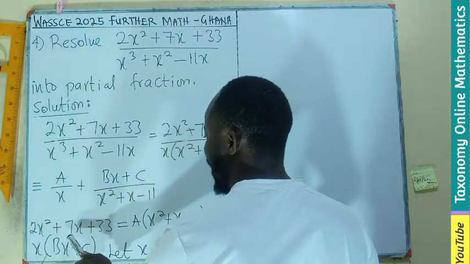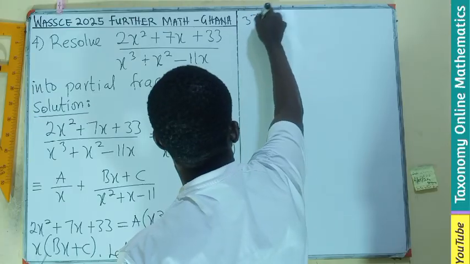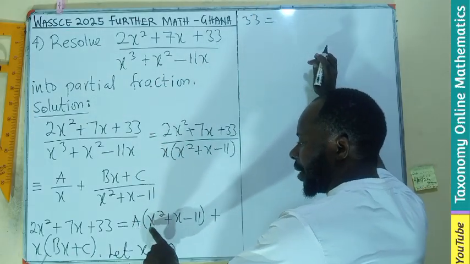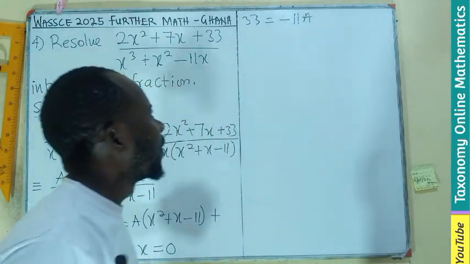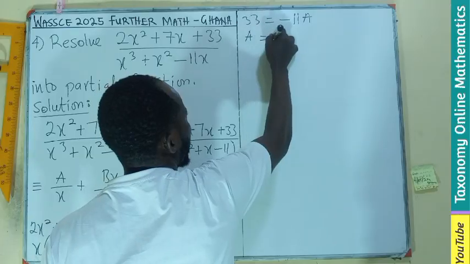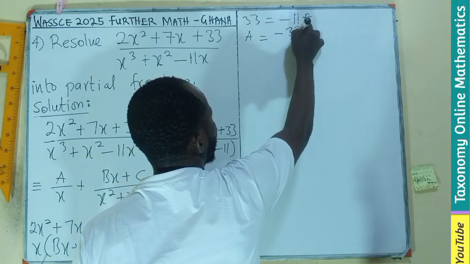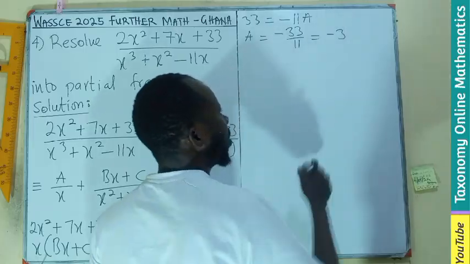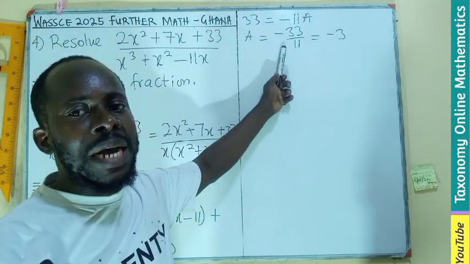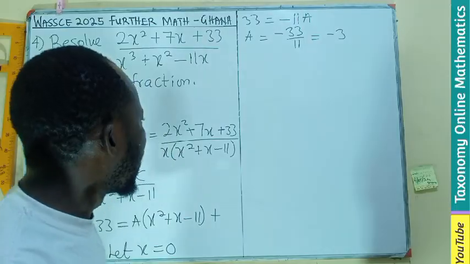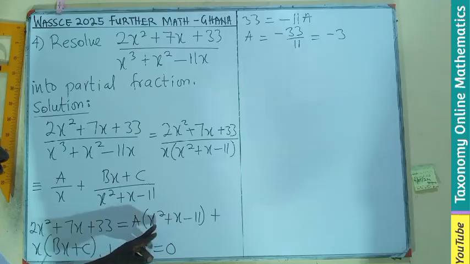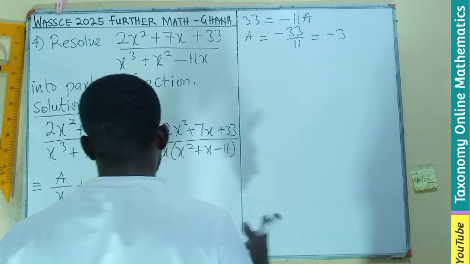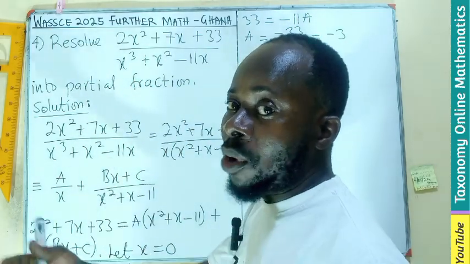If you do so, you'll be left with 33 equals −11A. So A equals −33 divided by 11, which is −3. Don't forget, the negative can be at the top or the bottom; the result will be the same. To eliminate the others, we cannot easily get the values because of the square. So what do we do? We have to expand them and compare the corresponding terms.